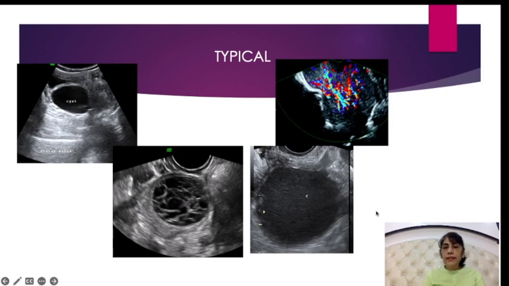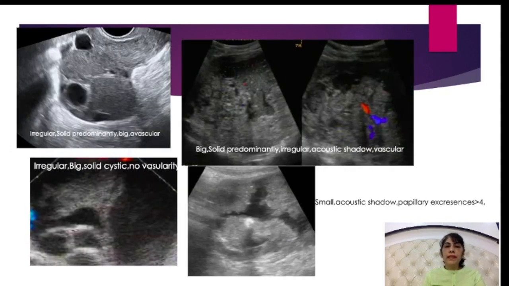Fine. But sometimes you may come across masses which may show you mixed features of benign and malignant. Like see this one, it is irregular, it is solid, it is predominantly solid. It has cystic areas, obviously. It is quite big. In fact, there was more of it which I have not been able to put up in one still picture. So this was big and this was avascular.